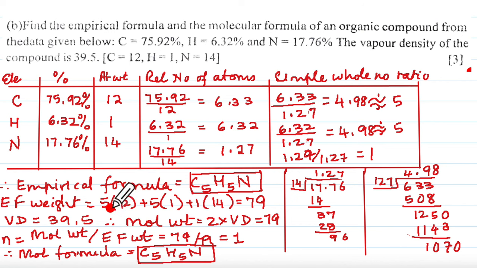Next step is to find the empirical formula weight. So carbon is 12, so 5 into 12, that's 60. Then 1 into 5, so that is 5, that is 65, plus 14, so that's 79. Vapor density has been given as 39.5. Molecular weight will be 2 into vapor density, that is 79. And then n equals molecular weight upon empirical formula weight, that is 79 upon 79, which is equal to 1. And then the molecular formula is C5H5N, that is 1 multiplied by this. So this is our empirical formula and this is our molecular formula.